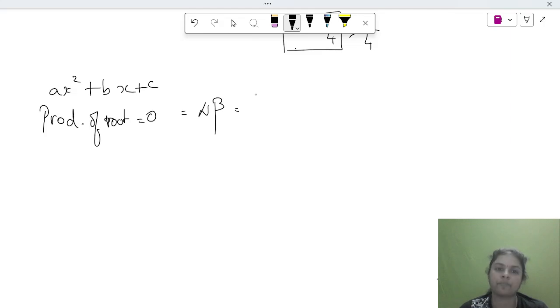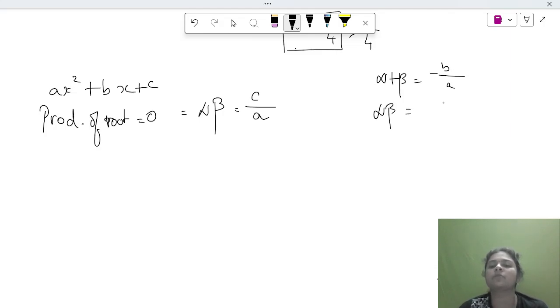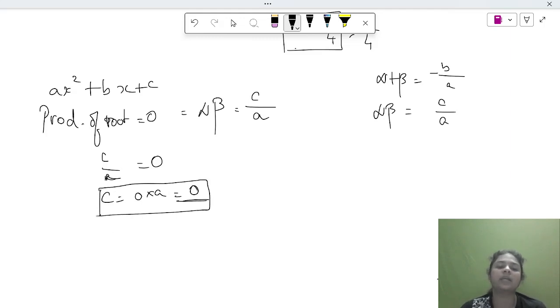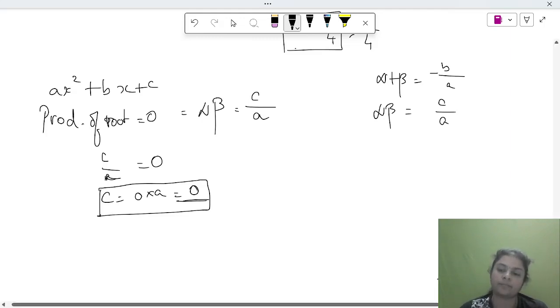c by a. Remember, the sum of the roots, alpha plus beta, is equal to minus b by a, whereas the product of the roots is equal to c by a. So they are saying that in this formula c by a should be equal to 0. So c should be equal to 0 into a. Anything multiplied with 0 is 0. Therefore the answer is that the value of c should be equal to 0. Am I clear?